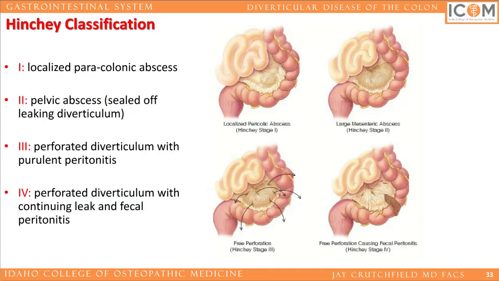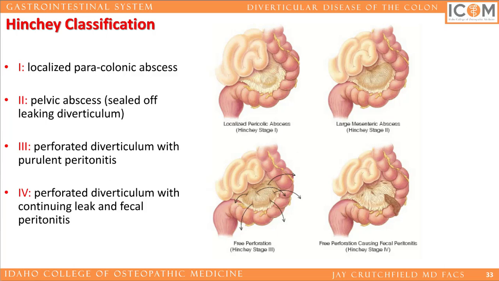The Hinchey classification is a relatively new introduction in the vocabulary of diverticular disease. It helps us describe the severity of disease, but is unfortunately not really useful for guiding treatment. An abscess, which occurs secondary to acute diverticulitis, that is, walled off within the mesentery, either from the acute inflammatory process or from a microperforation, is graded as stage 1. Stage 2 shows a large pelvic abscess encompassing a great deal of the mesentery. This large pelvic abscess is usually the result of a sealed-off perforated diverticulum leaking into the mesentery and thus preventing spillage of bacteria, i.e. feces, into the peritoneal cavity.